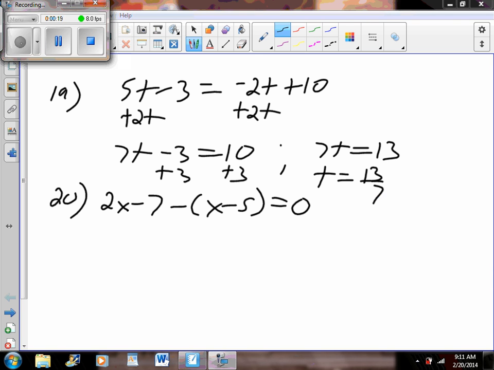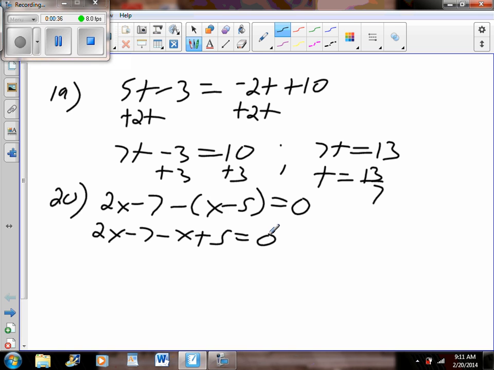All right, the next problem, number 20. 2x minus 7 minus, in parentheses, x minus 5. One of the things a lot of y'all did is you didn't change your signs once you remove the parentheses. Once you remove the parentheses, you're looking at this, okay?